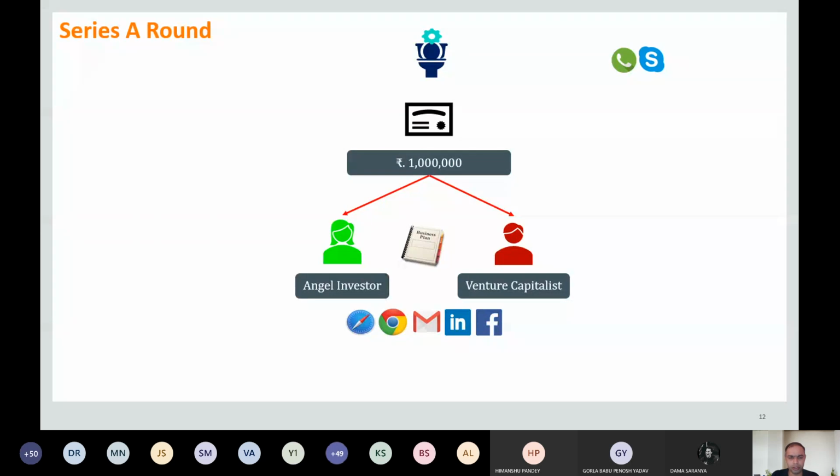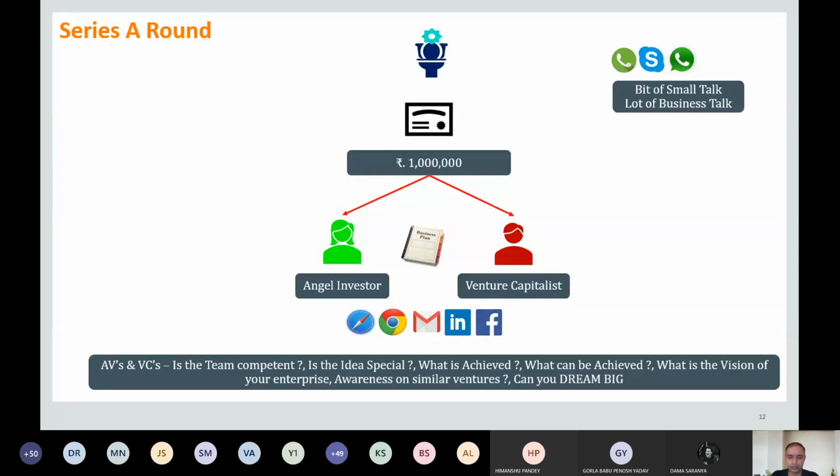You can call them. You can have a Skype interview. You can WhatsApp them. There's also a direct meeting: you can meet them personally. What happens this time is you do a bit of small talk, and you're going to talk a lot about the business, and how you're trying to prove to them that your business plan will work out.